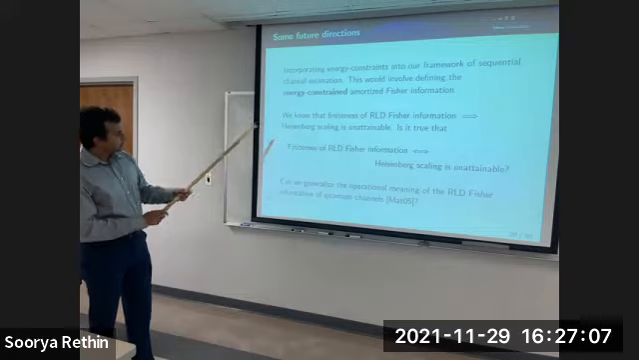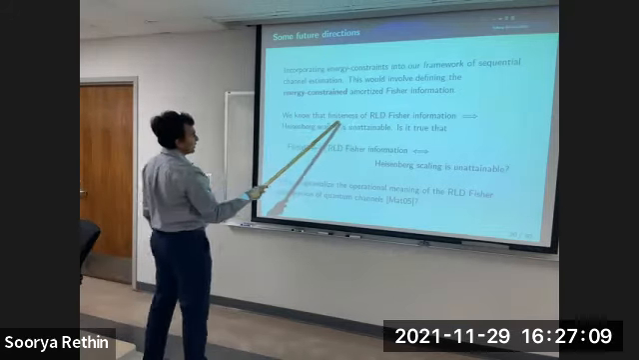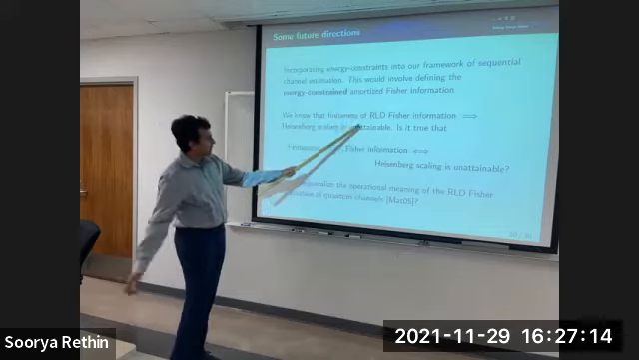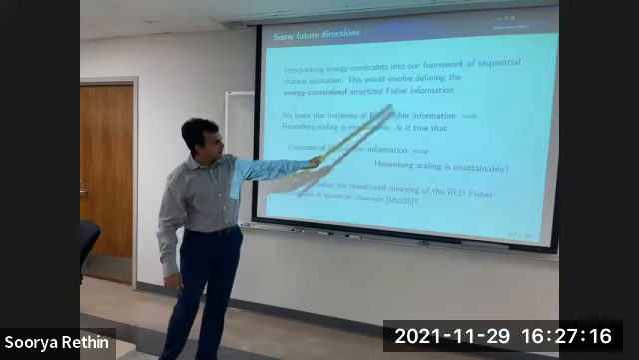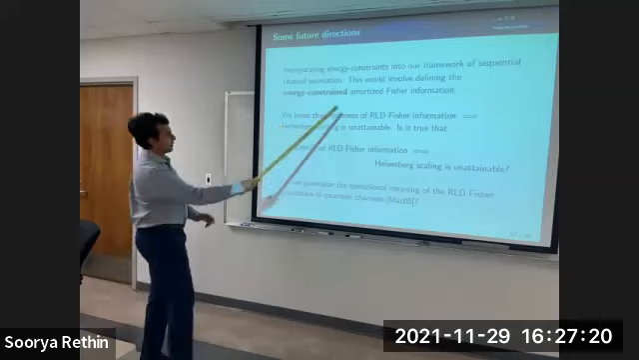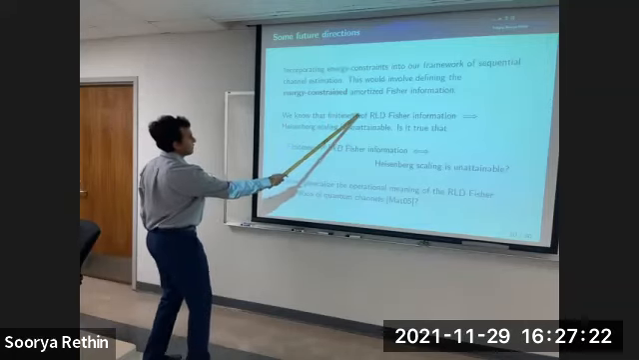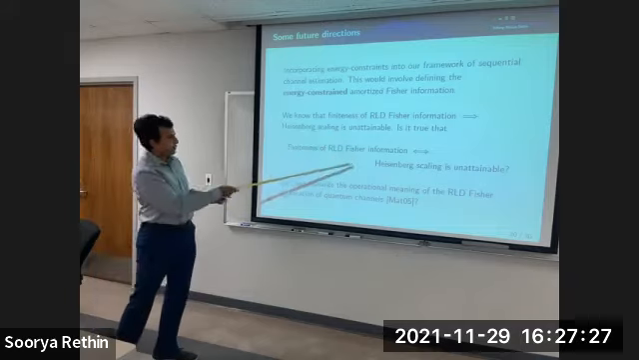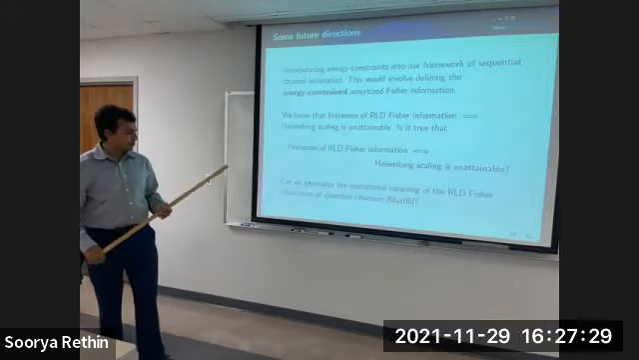Finally, we showed that if the RLD Fisher information is finite, Heisenberg scaling is unattainable. But I don't think it's very clear to us right now if we can show the reverse. So we know that this is a necessary condition, but we don't know if it's a sufficient condition. So that might be an interesting thing to prove.